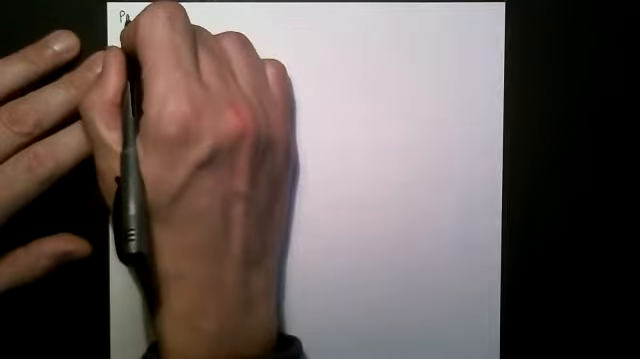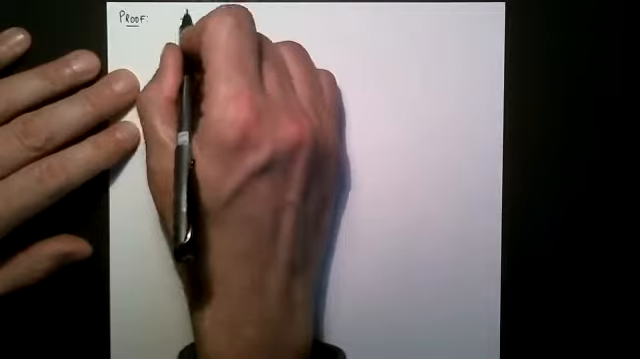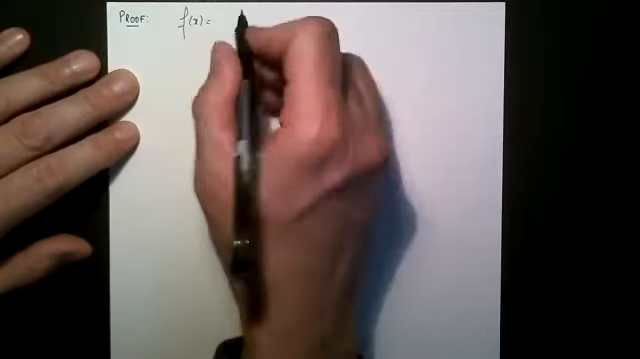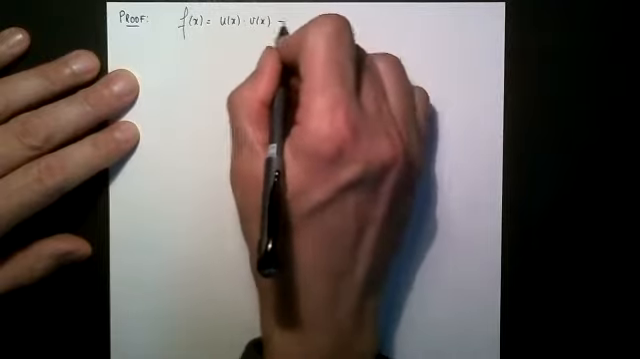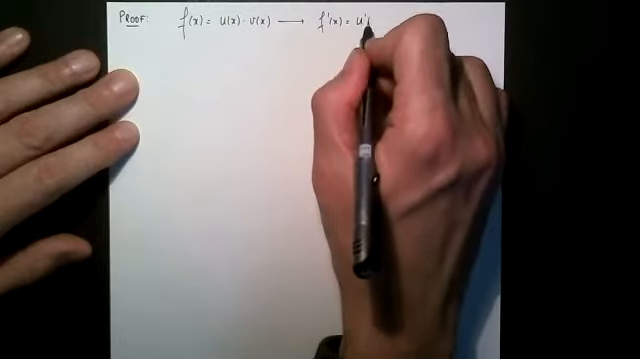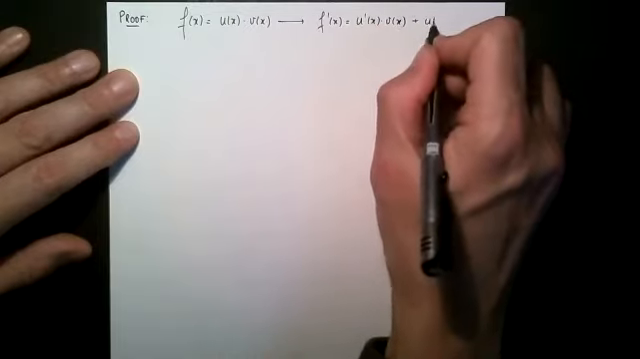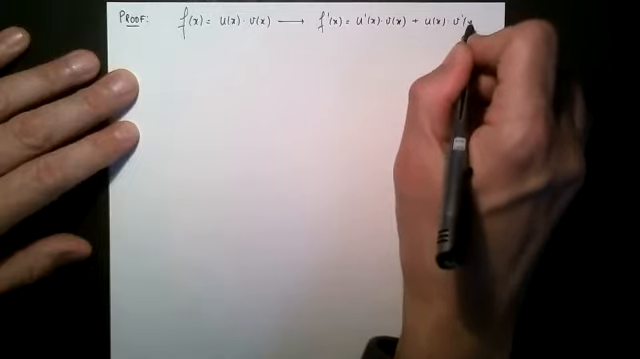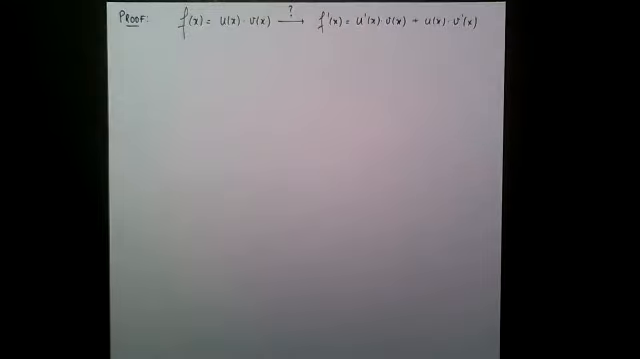All right, so proof. What I am trying to prove is that if f of x is equal to a product of two functions, u times v, this implies that f prime of x is equal to u prime, so the derivative of the first times the second plus the first times the derivative of the second. This is what I'm trying to prove.